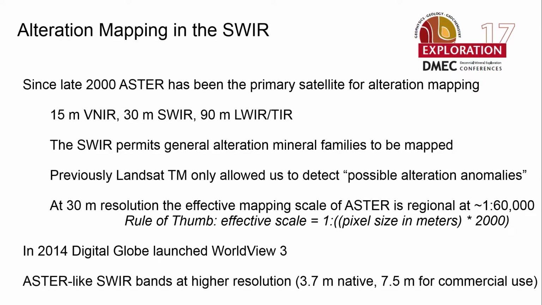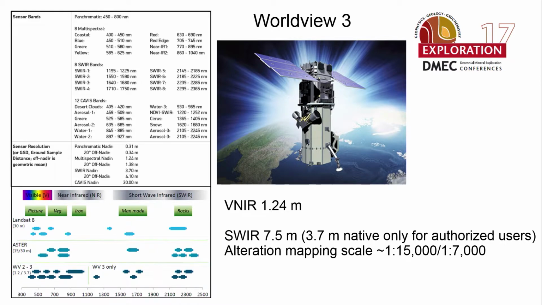The key issue here is that in 2014, DigitalGlobe launched a satellite called WorldView-3, which provides ASTER-like mapping capabilities, only at much higher spatial resolution. This graph has a lot of information on it. The main thing is to look at the comparison between ASTER, where you can map mineral families, and WorldView-3, which has similar band passes. Currently, commercially, the regular man on the street can get 7.5 meter resolution. That's 1 to 15,000 scale.